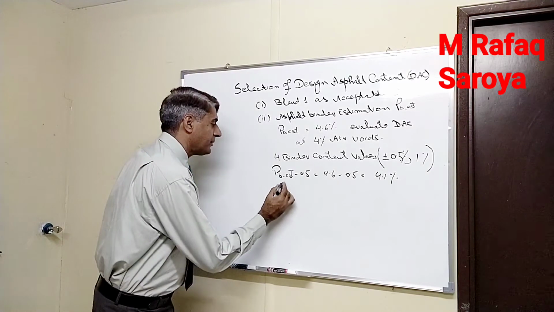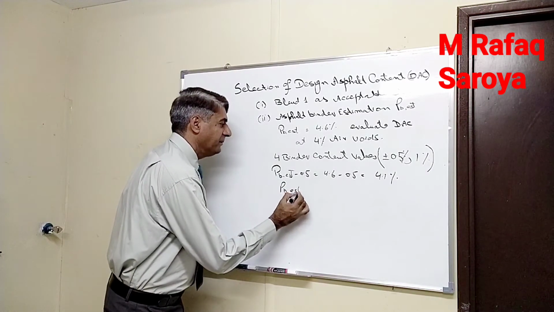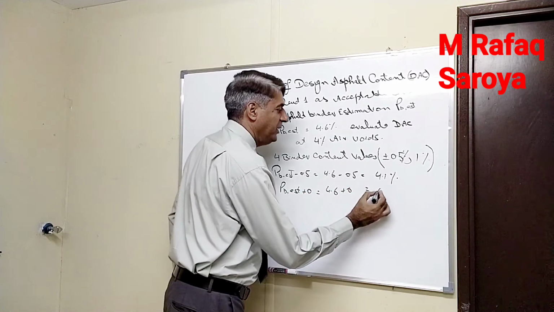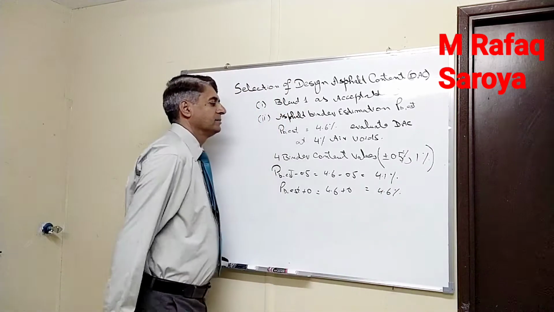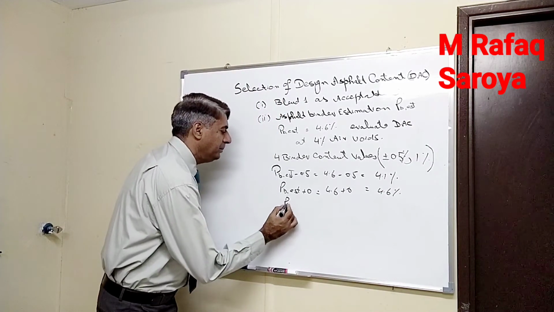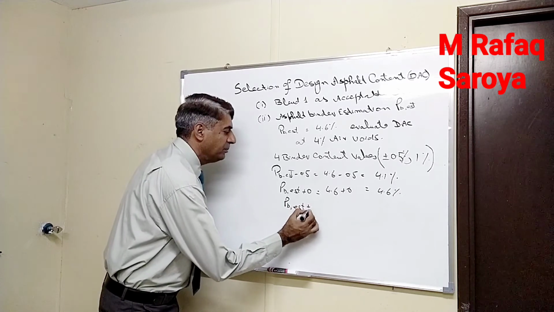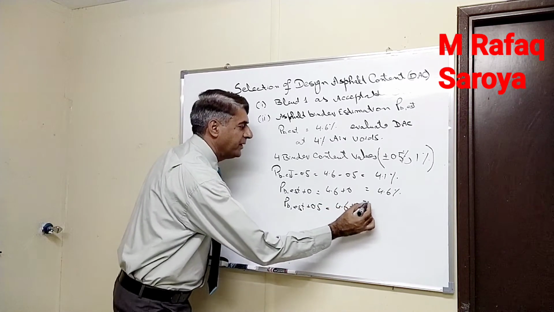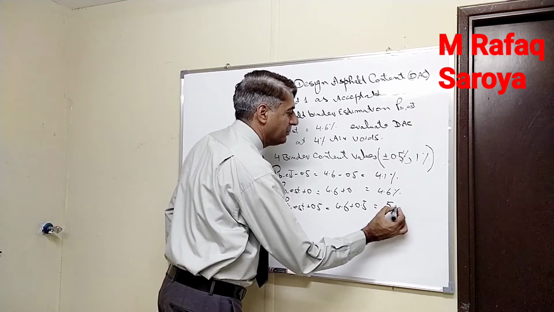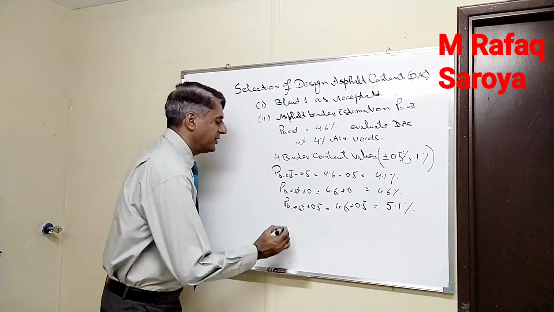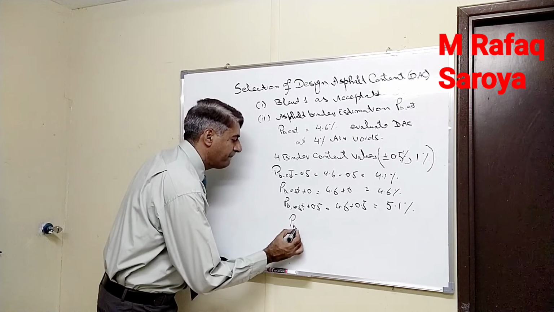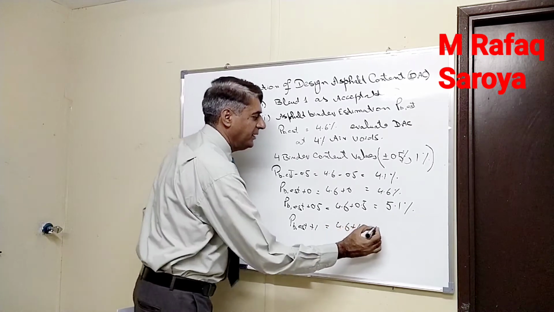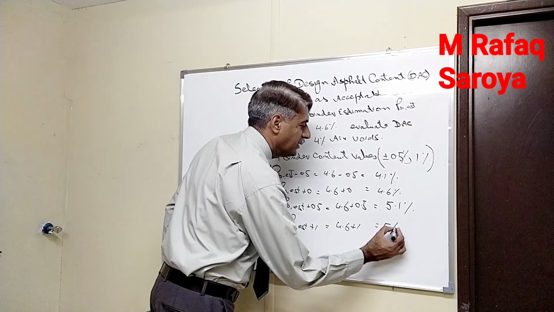Second, PB est plus 0: 4.6 plus 0 is equal to 4.6%. Third one, PB est plus 0.5: 4.6 plus 0.5 gives us 5.1%. At the last, PB est plus 1: 4.6 plus 1 gives us 5.6%.